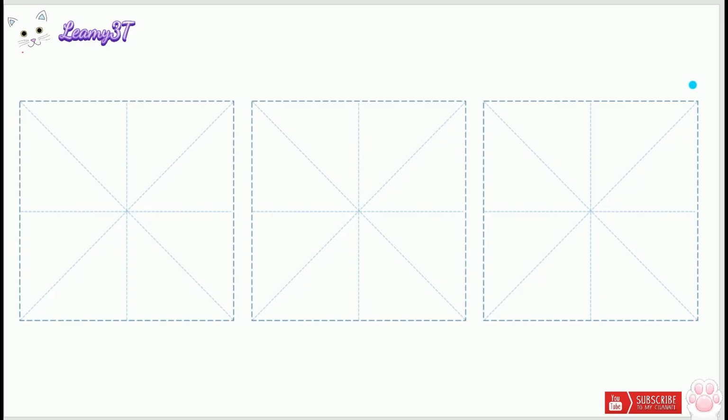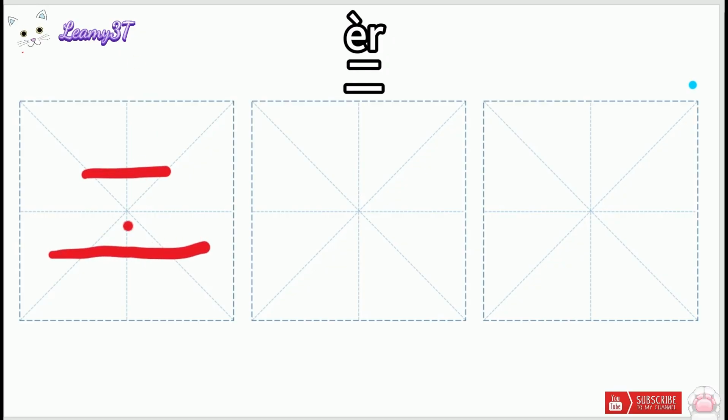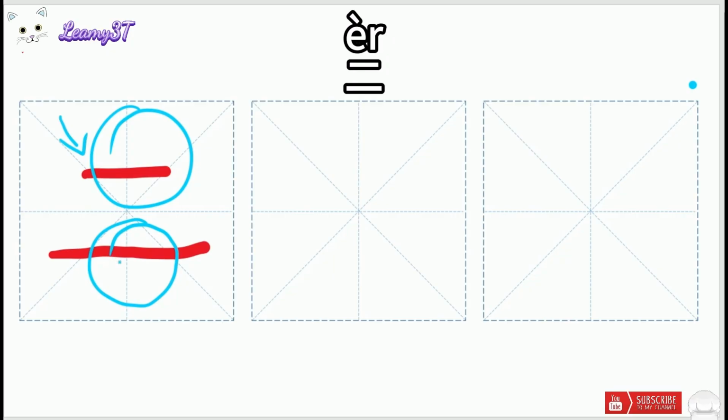Next, let's write 二. This character consists of 2 héngs, 1 and 2. The first héng is written at the top, and the second héng is written just below it. Make sure the 2 strokes are parallel to each other and the distance between them, to the middle line, is balanced. And please keep the whole character in the middle of the square. Let's write it one more time. Say héng, héng. Again.